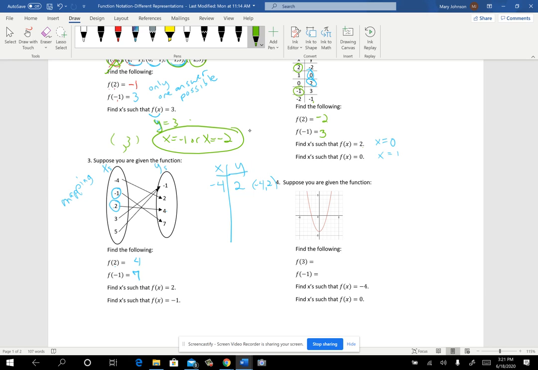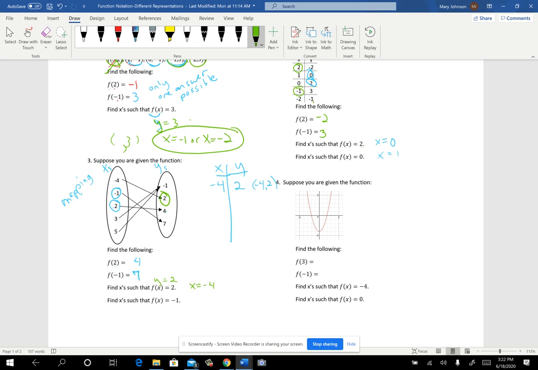Now for the next two, we flipped it around. You're being given y equals 2, and you're asked to find the x that makes that happen. So you should look for the 2 on the y side and trace back and see that that would happen when x is -4.